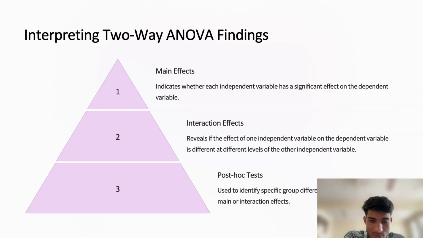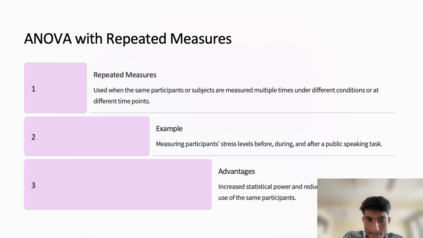Interpreting two-way ANOVA findings. Three groups, as we have discussed: main effects, interaction effects, post hoc tests. Main effects indicate whether each independent variable has a significant effect on the dependent variable. Number 2, interaction effects, reveal if the effect of one independent variable on the dependent variable is different at different levels of the other independent variable. Post hoc tests are used to identify specific group differences and main interaction effects.